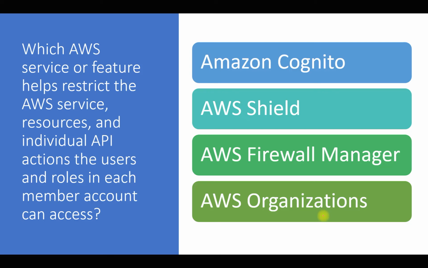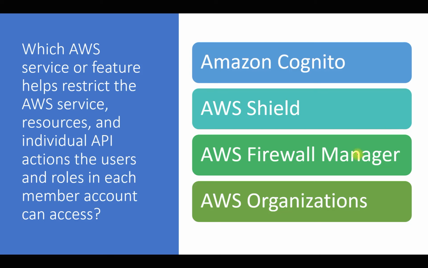So let's understand one by one. First, we talk about Amazon Cognito. Actually, this service is used for providing sign-in and sign-up services for your mobile application. Next, we have the AWS Shield service. That is a security service for protecting against DDoS attacks, distributed denial of service attacks, on our web application or any resource. It will stop responding to actual users' requests. So it is used to protect against DDoS attacks.